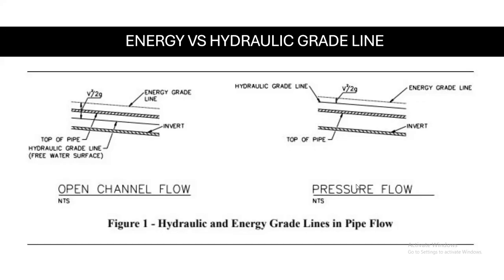But for a pressurized pipe, this is the bottom of your pipe, this is the top of your pipe. Because it's pressurized, your hydraulic grade line is above it. Then the energy grade line is above the hydraulic grade line.